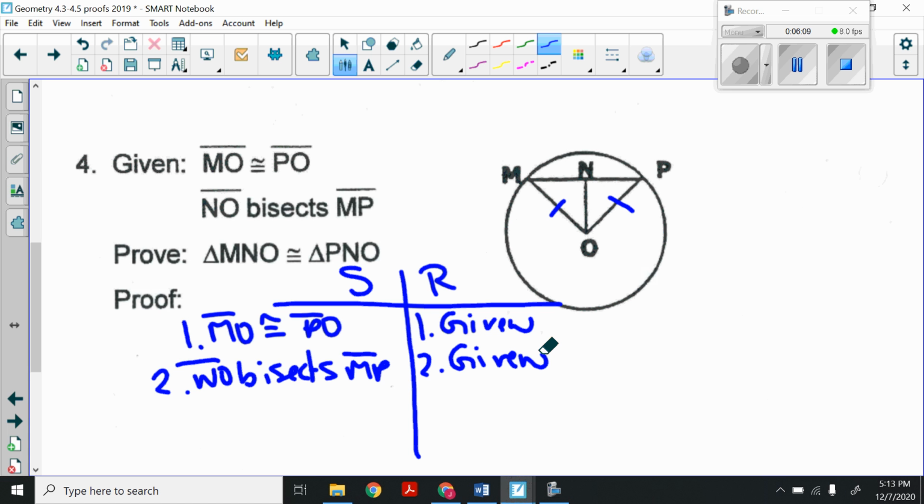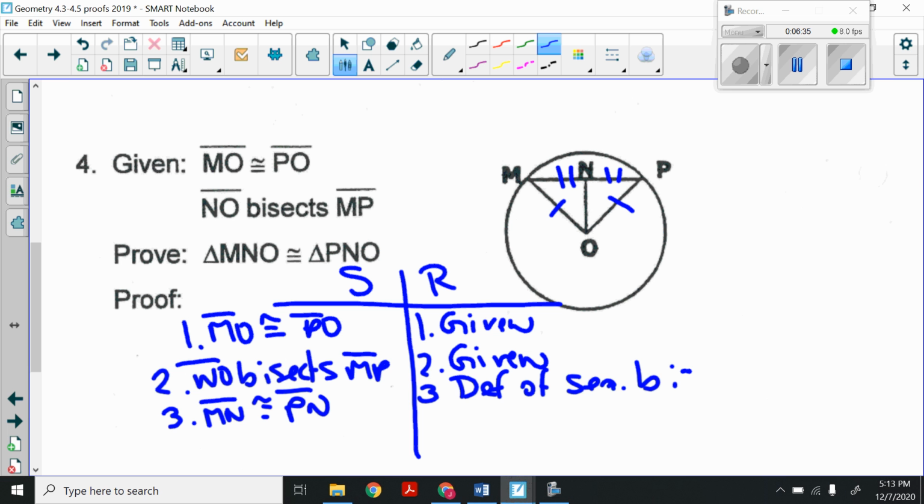So then let's talk about, we know that bisect means cuts in half, so what got cut in half? So NO bisected MP, so that means that those are the same. So I don't know why it's erasing my stuff. So I would say segment MN is congruent to segment PN. My reason, definition of segment bisector.